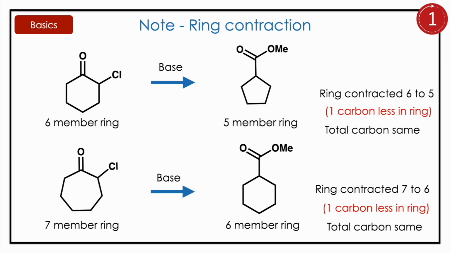Then the interesting fact, the ring contraction. If the Favorskii rearrangement happens in a ring, one size reduction happens, for example a 6-member ring will become a 5-member ring. The carbon atoms are the same, but the ring is contracted. One carbon goes out of the ring to form an ester, so ring contraction. If you start with 6-member, you end up with 5-member. If you start with 7-member, you end up with 6-member. One carbon less in the ring.